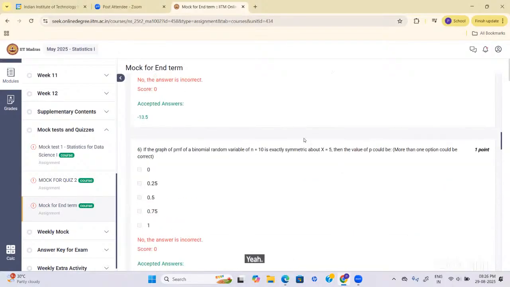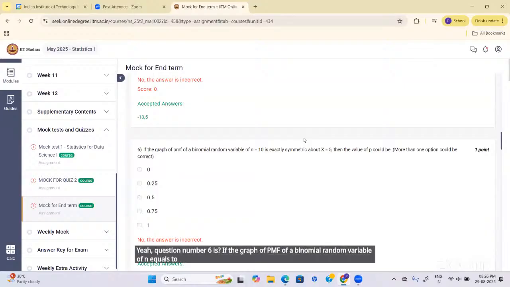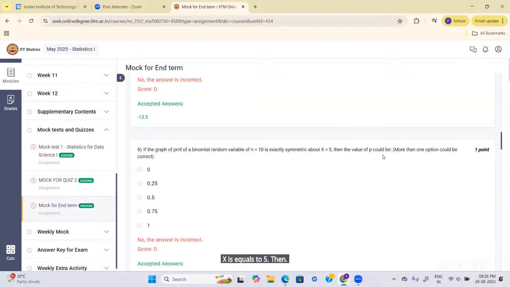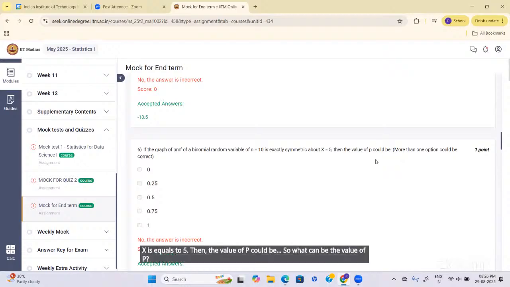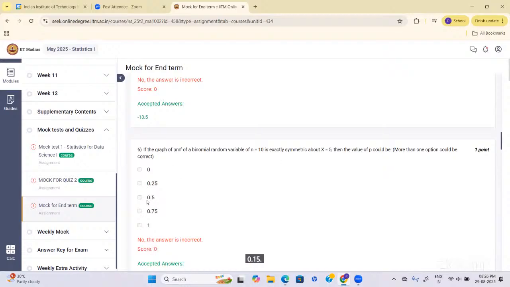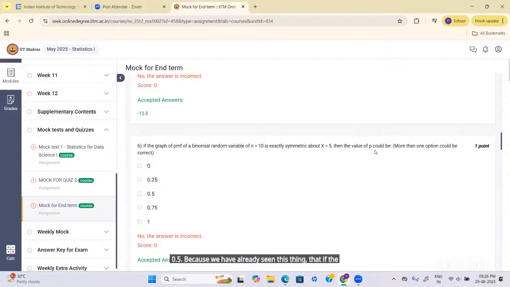Question number 6 is, if the graph of the PMF of a binomial random variable with n equals 10 is exactly symmetric about x equals 5, then the value of P could be? So what can be the value of P? 0.5, because we have already seen that if the value of P is equal to 0.5, then the graph of the PMF becomes symmetric. So here the value of P will be 0.5.